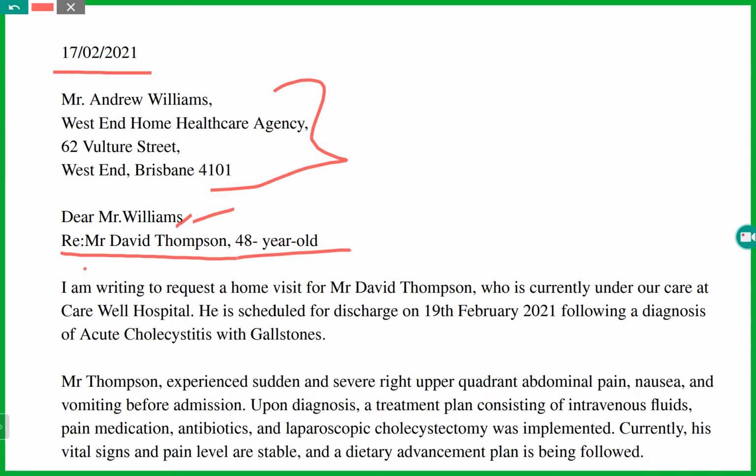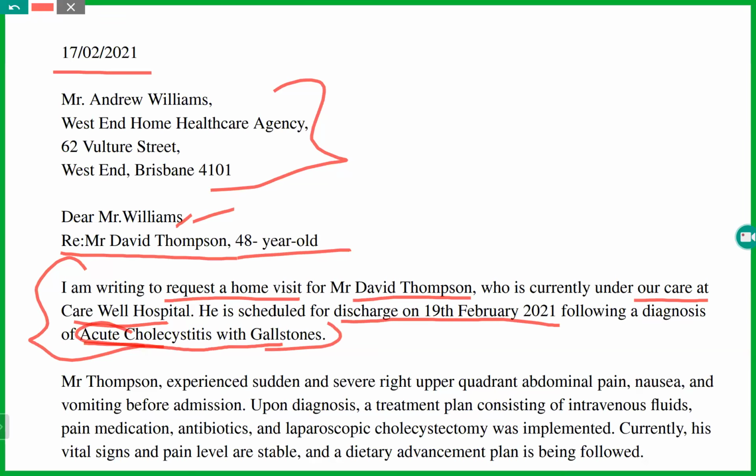After that, we need to write the introduction paragraph. The first paragraph is called the introduction paragraph. In the introduction paragraph, it is compulsory to put the patient name, the purpose of the letter, and the diagnosis or the current status of the patient. So here, our purpose is writing to request a home visit for Mr. David Thompson, who is currently under our care at Cable Hospital. He is scheduled for discharge on 19 February 2021 following a diagnosis of acute cholecystitis with gallstones. So this is our diagnosis.